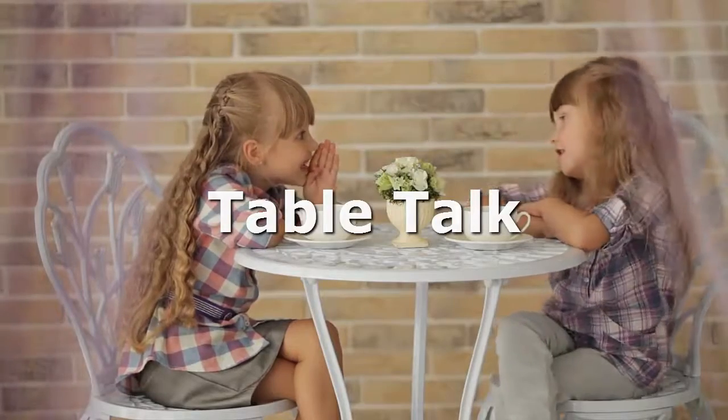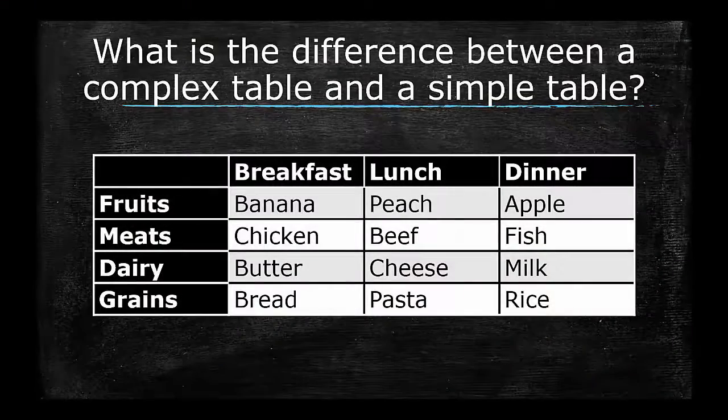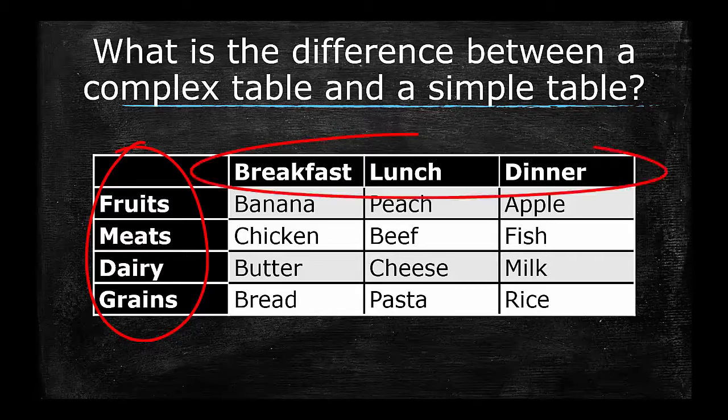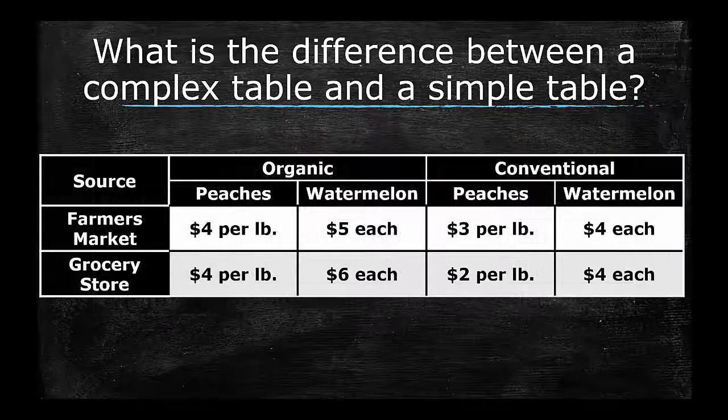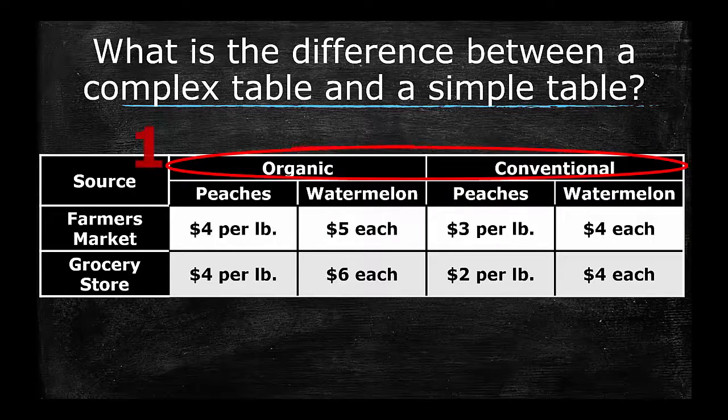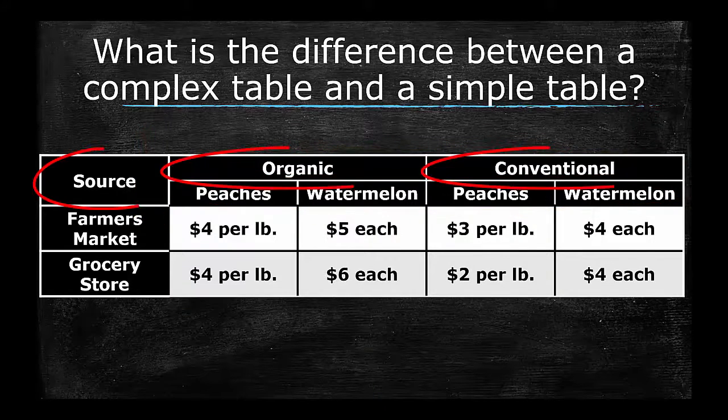Table talk. What is the difference between a complex table and a simple table? A simple table contains a single set of header rows and a single set of header columns, while a complex table contains two or more rows of column header cells or two or more columns of row header cells and merged header cells.